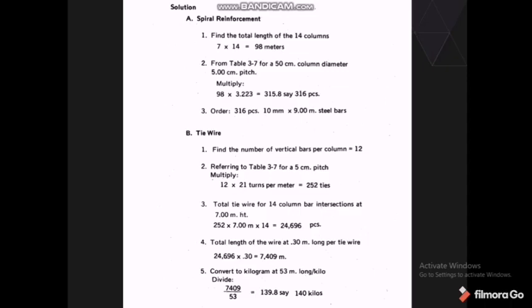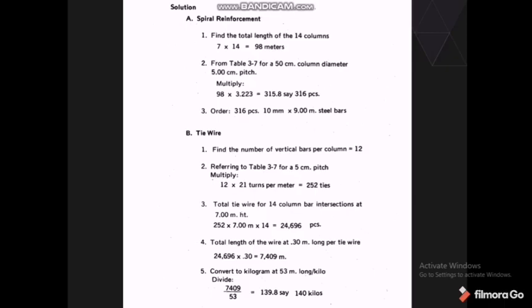Then from table 3.7, for a 50 cm column diameter, 5.00 cm pitch from the table, multiply 98 by 3.233, and that is 316 pieces. And the order is 316 pieces, 10 millimeter by 9 meter steel bars.